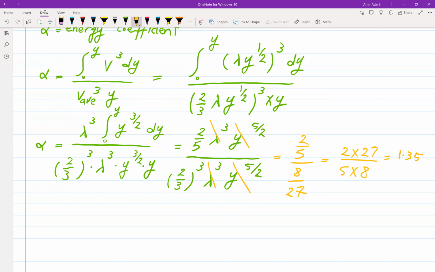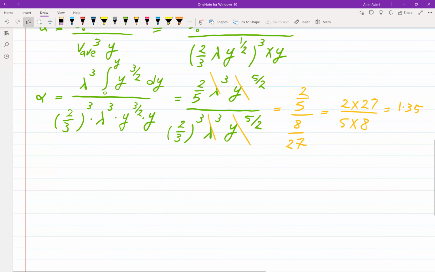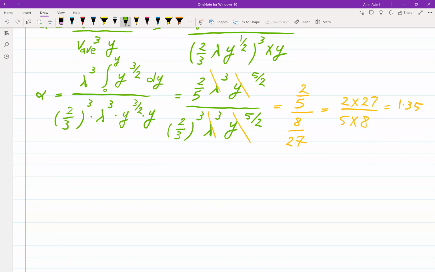Anytime you calculate the energy coefficient or momentum coefficient, make sure that when you replace all the values, the depth and all the constants cancel out. If they don't cancel out, it means that you made a mistake somewhere in the integration process. Then we'll go with the Boussinesq coefficient, or momentum coefficient.